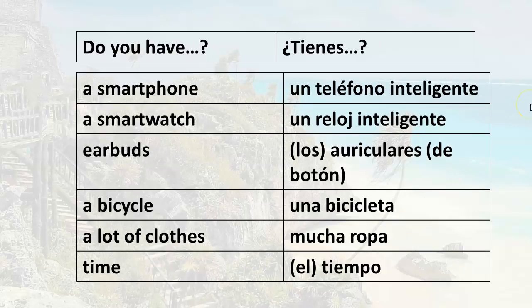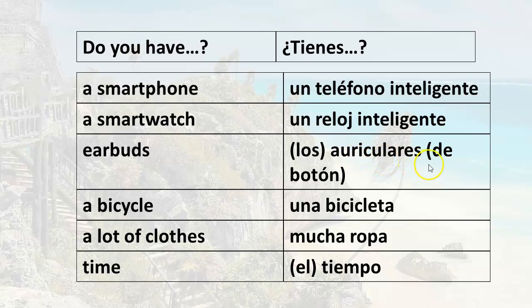Let's add to your vocabulary a little bit. A smartphone in Spanish is un teléfono inteligente. You might hear people say un smartphone, and many people do. The more official Spanish word is teléfono inteligente. A smartwatch, un reloj inteligente. You also might hear un smartwatch. However, un reloj inteligente is the official word.